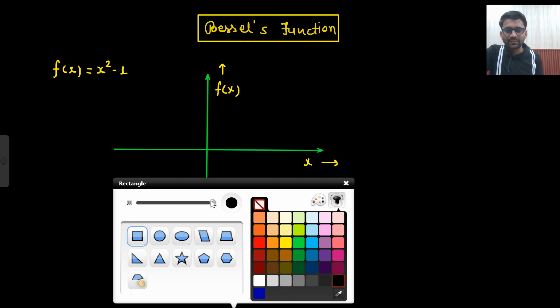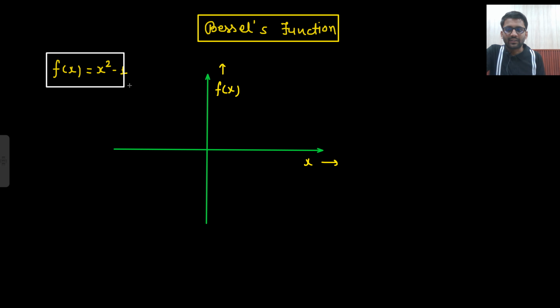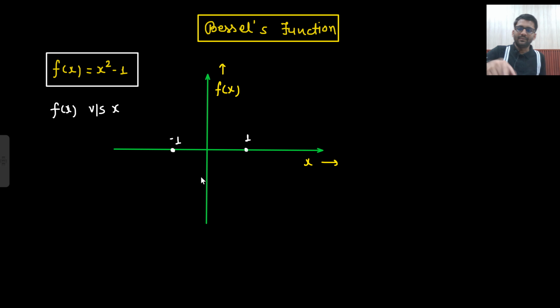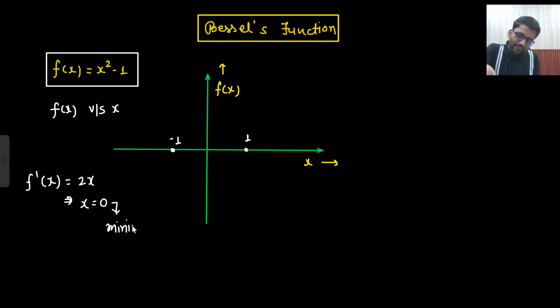The function is x square minus 1. I am asking you to plot f(x) versus x. Try doing it on your own. This much simple mathematics you should know, right? Here you can see that at plus and minus 1 we get 0 value. If I do the differentiation, f dash x is equal to 2x, so x is equal to 0. This is the location of your minima, because at x equal to 0 you get minus 1.